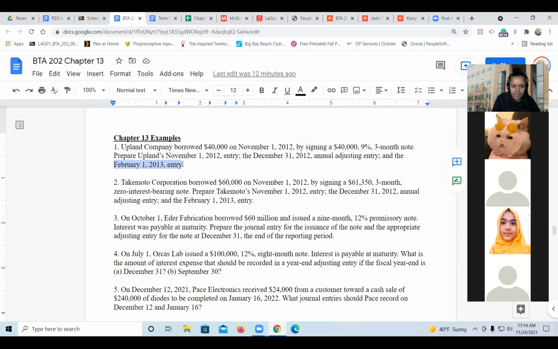And the February 1st, 2013 entry. If it's November, December, January, then by February the 1st this is when they're paying off the note. All right, so that's what they mean by the February 1st entry. If you haven't downloaded this document, maybe just take down the important information, or take a picture of this question, because I'm going to go between the question and the answer page now to be able to show us all how to do this.